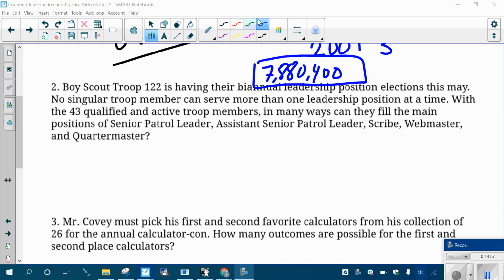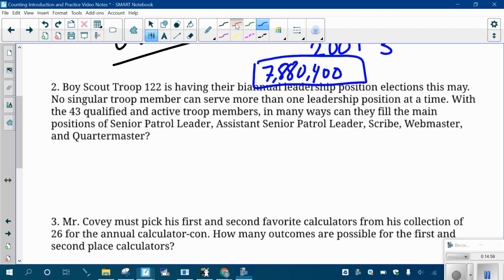And I want to do question 2 together. So it says, Boy Scout Troop 122 is having their biannual leadership position elections this May. No singular troop member can serve in more than one leadership position at a time. With 43 qualified and active troop members, in how many ways can they fill the main positions of senior patrol leader, assistant senior patrol leader, scribe, webmaster, and quartermaster?